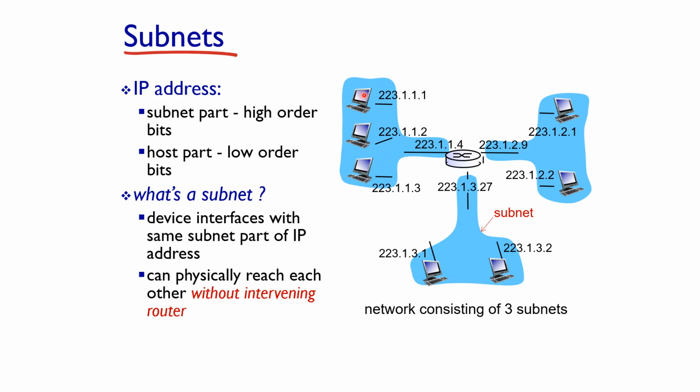That is, if I want to send a datagram from this subnet to another subnet, I can communicate only through this router. But if it is in a single subnet, then other hosts can be physically connected without an intervening router. So in this figure, we can see there are three subnets for a single router.